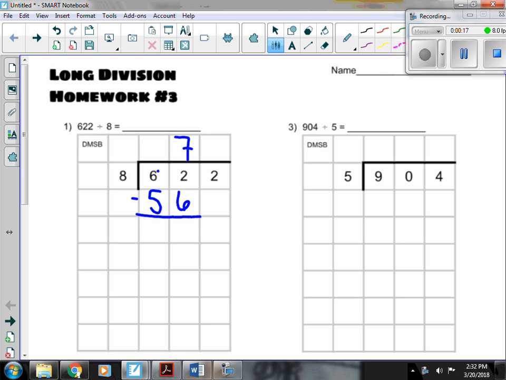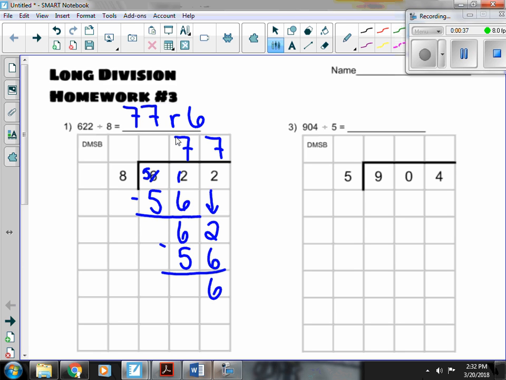And then if I subtract, I get 6, and I bring down my 2, and I start again. 8 goes into 62 again, 7 times, which is 56. And I just did that subtraction problem, so I know that it's 6. So my answer is 77.